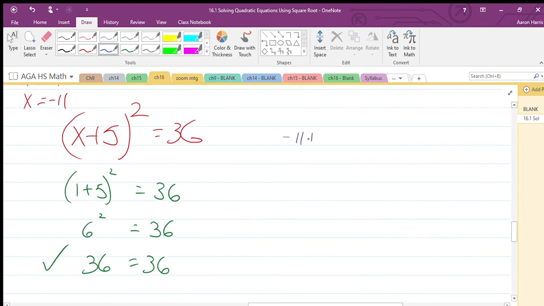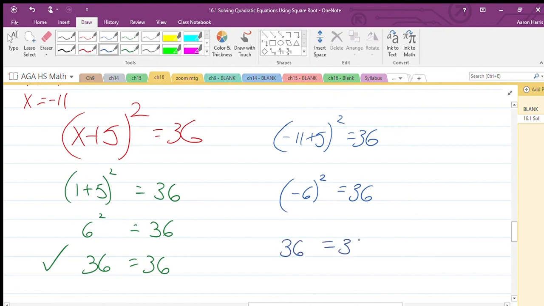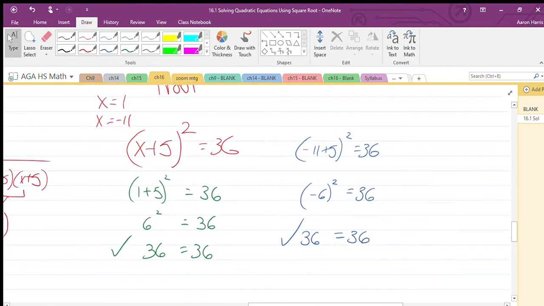Negative 11 plus 5 squared equals 36. Well, negative 11 plus 5 is what? Negative 6. Is negative 6 squared 36? Well, negative 6 times negative 6 is what? 36. So 36 is equal to 36. So it checks out. So the proof works.